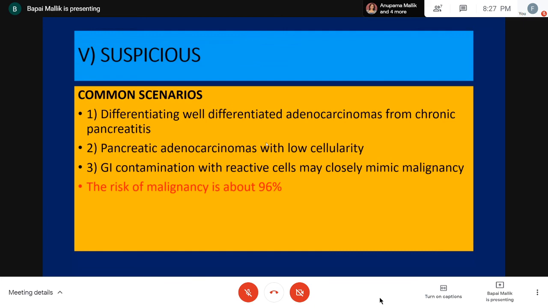And most often than not, in fact, in our study, I think all the cases which we called suspicious actually turned out to be malignant. The risk of malignancy is about 96%. So if you call something suspicious, basically you are calling it malignant. And they are obviously going to go to that part of the algorithm, but they are going to treat the patient with surgery.